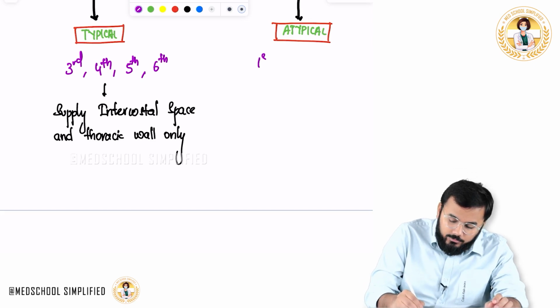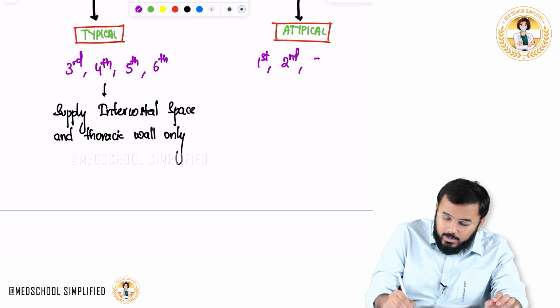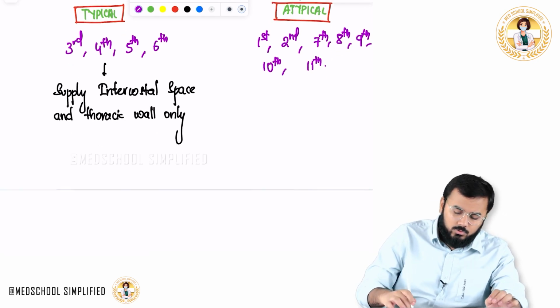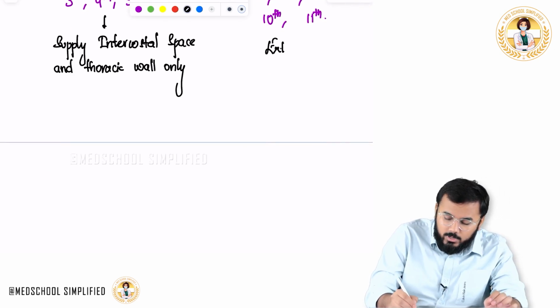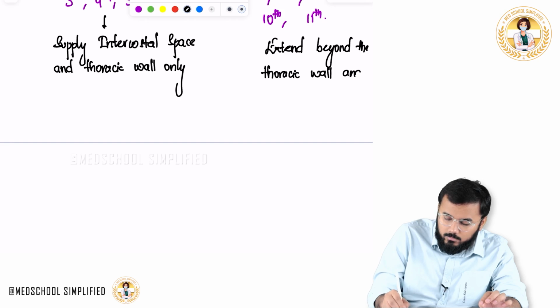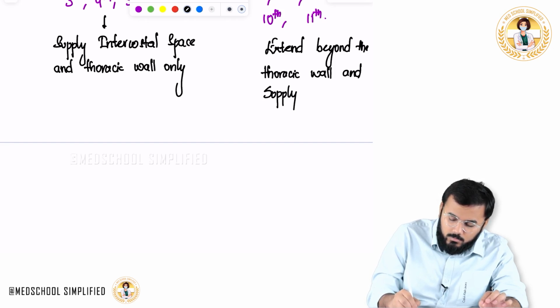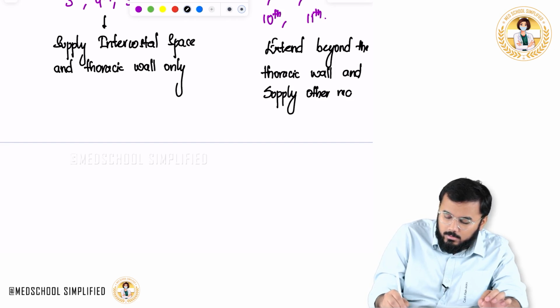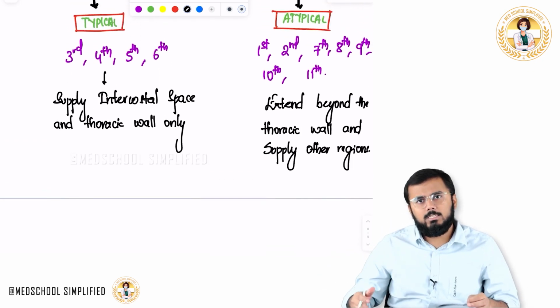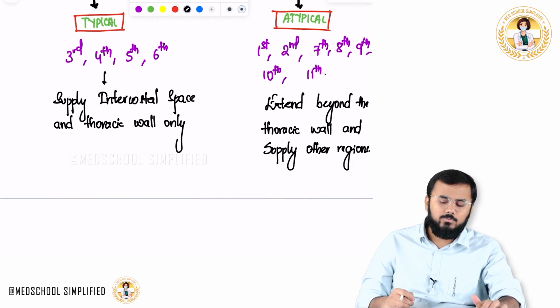So what are the atypical nerves other than this? The first one, second one, and we have got 7th, 8th, 9th, 10th and 11th. What do they do? They extend beyond the thoracic wall and supply other regions. So if they are extending beyond the thoracic wall and supplying other regions, can you tell me a few examples of where they are supplying?